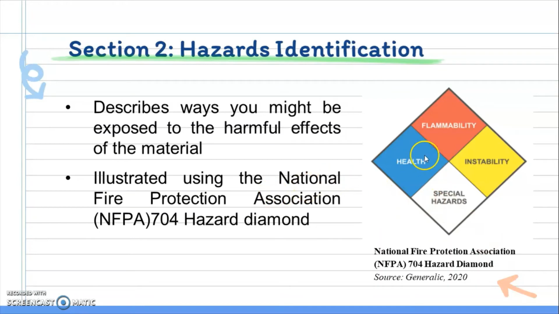Hinahati siya sa 4. So, the red means flammability, yellow means instability, white means special hazards, and blue means health. Bawat division ni fire diamond is nilalagyan ng number. And the higher the number, ibig sabihin, mas malaki yung effect niya sa corresponding category na nakay fire diamond.